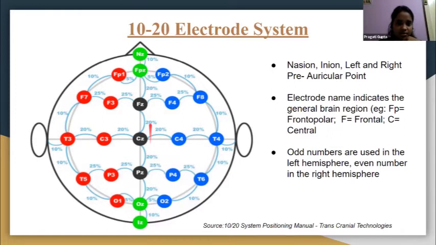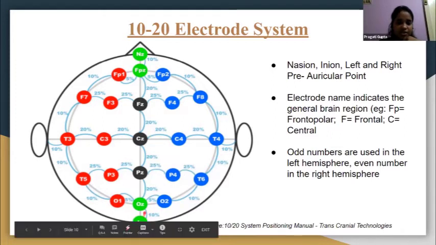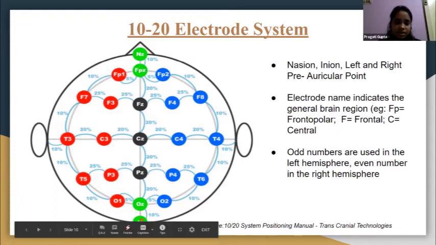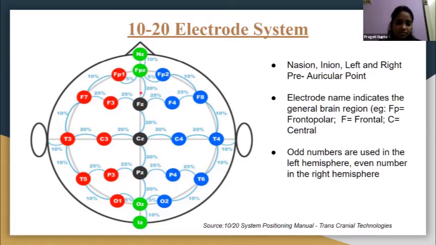Here these are the Nasion and the Inion. The Nasion is the region between our forehead and the nose, like this area, and the Inion is the back part of your occipital region, which is a small bump in the back region. You can feel that. From here to here, we measure the basic circumference, and we can take the midpoint, which is the CZ.